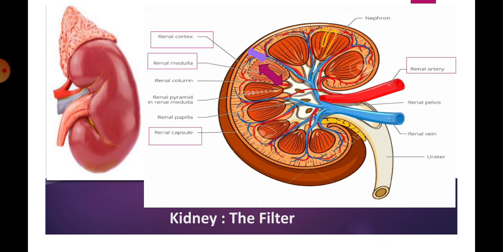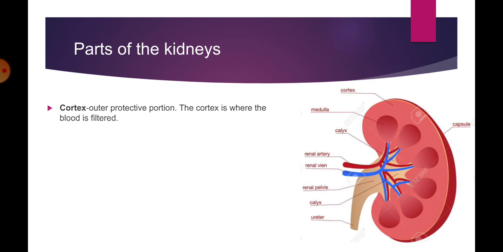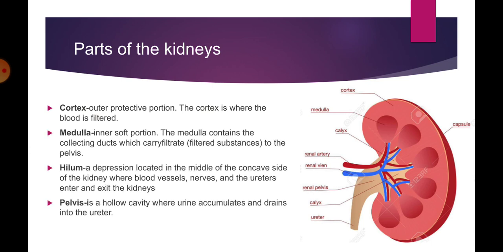The other parts include the renal artery and renal pelvis. Pelvis is a funnel like organ. Then the renal vein, and finally this tube is called the ureter. Kidneys are composed of millions of nephrons, and nephrons are located in the cortex and in the medulla. So the important parts of the kidney include the cortex, medulla, hilum, and the pelvis.